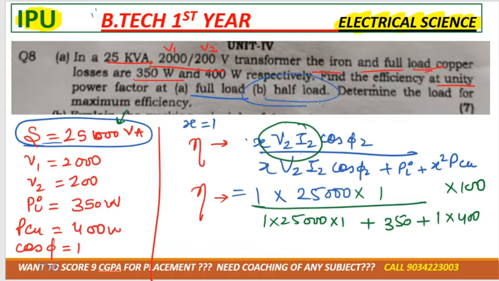Similarly, can you get the efficiency for half load? Half load means x will be 1 by 2. All the other things will be the same. Okay? Can you get it?